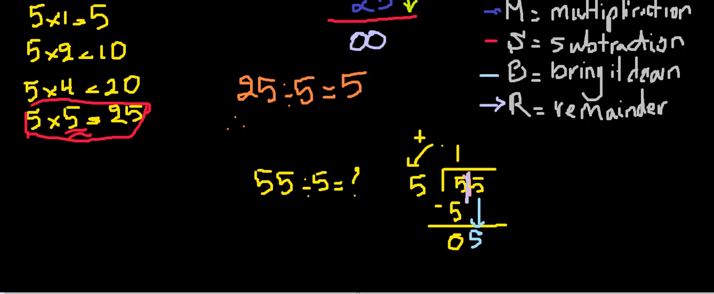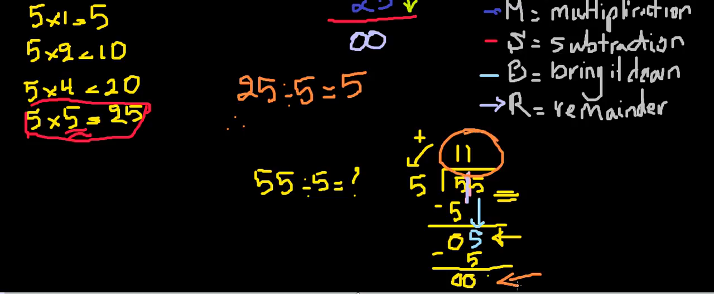Now you're going to repeat the whole rules again. You're going to ask yourself, how many times does 5 go into this 5? Now the obvious answer would be 1 time. So you're going to put 1 over here. You're going to multiply. You're going to put it over here, subtract. You don't have any numbers to bring down over here, right? So you don't need to worry about the bringing it down. Now your remainder would be 0, because if you take 5 from 5, it would be 0. So your answer would be 11.